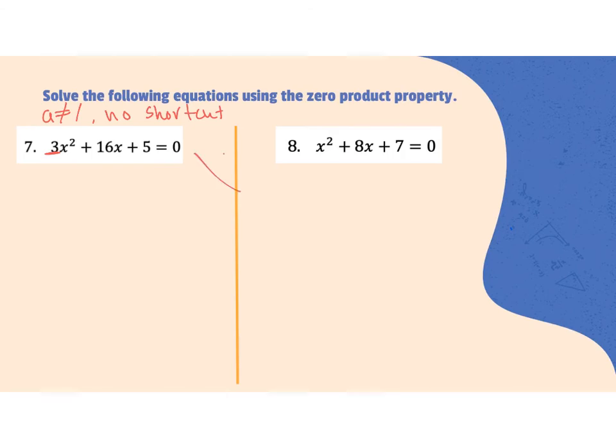If I set this up, 3 times 5 is 15. Middle term is 16. I want a product of 15, sum of 16, that's 15 and 1. So split that 16 in the middle. 3x squared plus 15x plus 1x plus 5 equals 0.